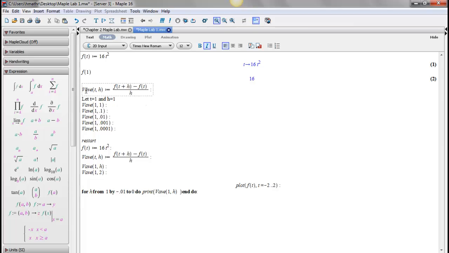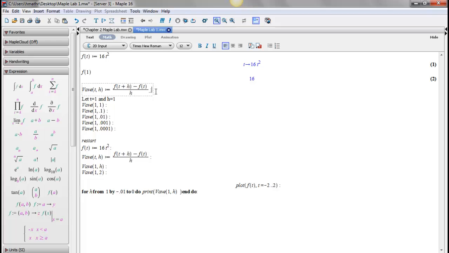So here the average velocity is going to be a function of two variables, right, t and h. The reason I'm writing it as two variables is because t will be at some point fixed, and h will be getting closer and closer to 0, meaning t plus h will be getting closer to the t value that we've chosen. So let me show you what I mean by that.